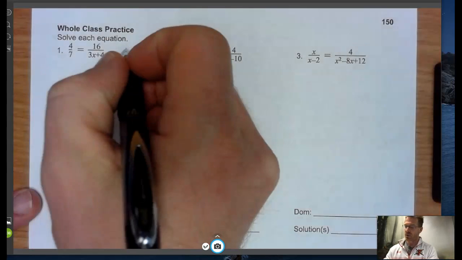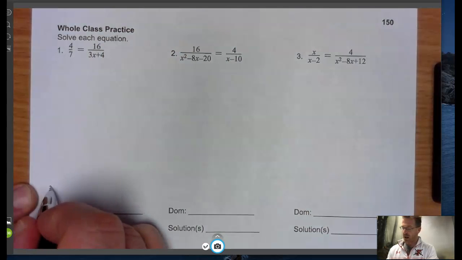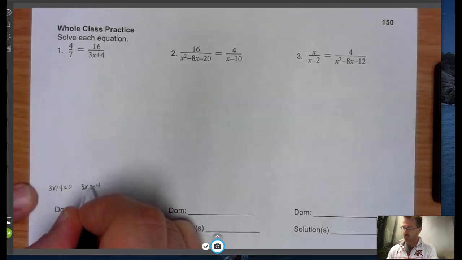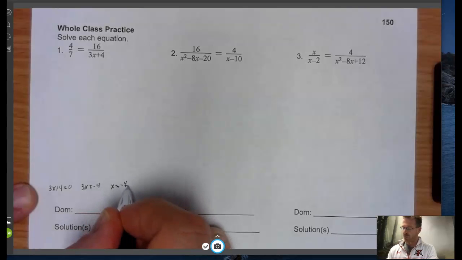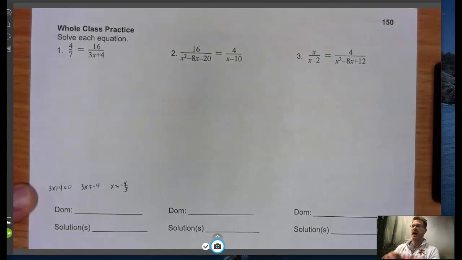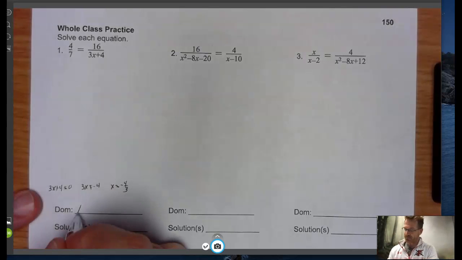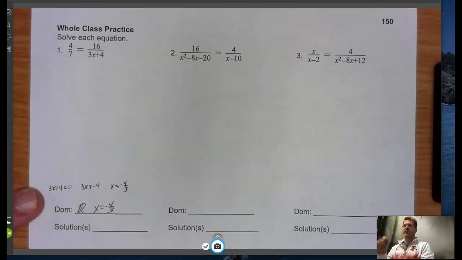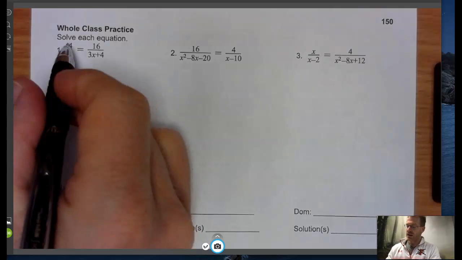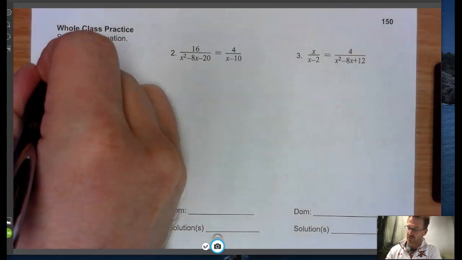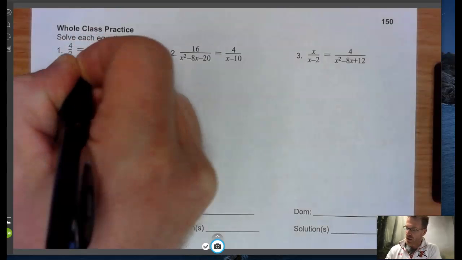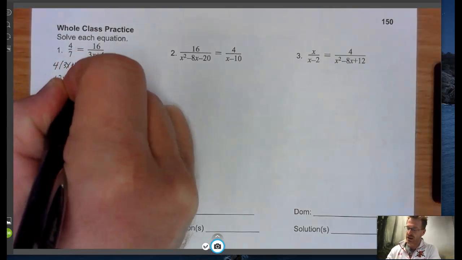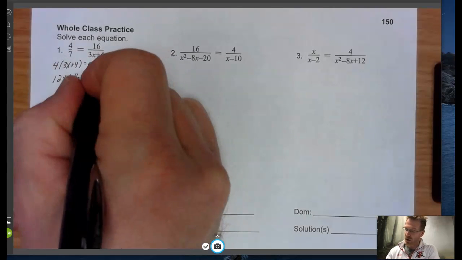So I know, and I'll just do it down here, that 3x plus 4 can equal 0, which means 3x can equal -4, which means x can equal -4/3. So the only value of x that I cannot get as a solution would be that -4/3. So if I solve this and get any other value besides -4/3, I'm good. So once again, if we do this, we can cross multiply, and so I would get 4 times 3x plus 4 equals 7 times 16. And notice that would give me 12x plus 16 equals 112.